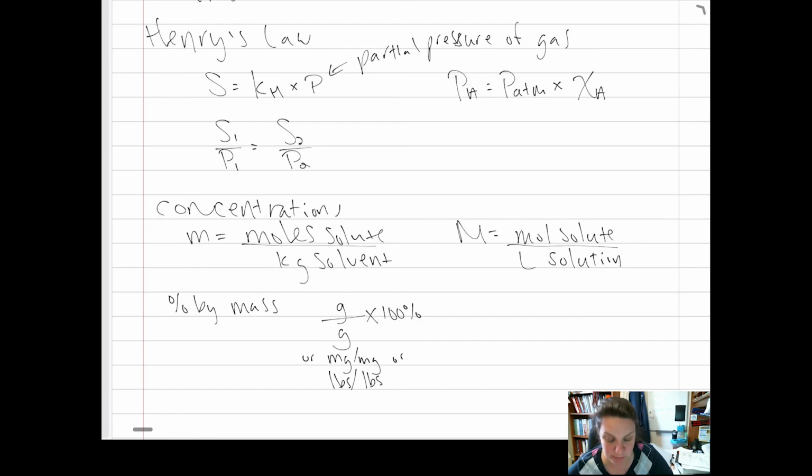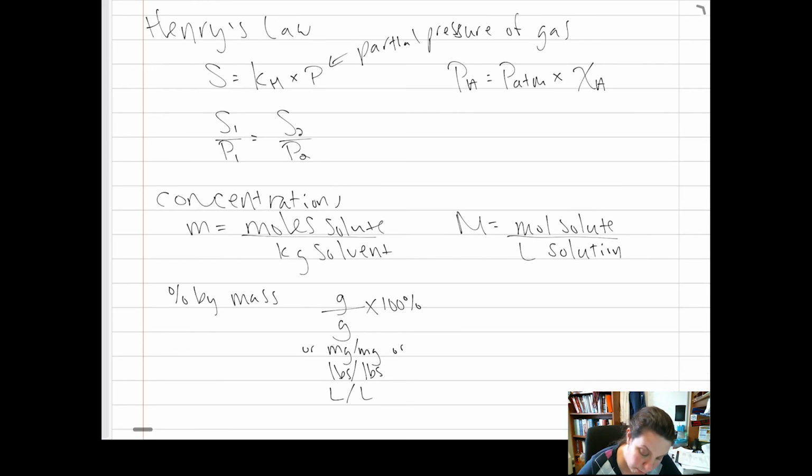As long as you keep the mass unit the same. It could also be a liquid one. We could do liters over liters, milliliters over milliliters, whatever you want. Then we have our parts per. So we have grams over grams times a representative quantity.